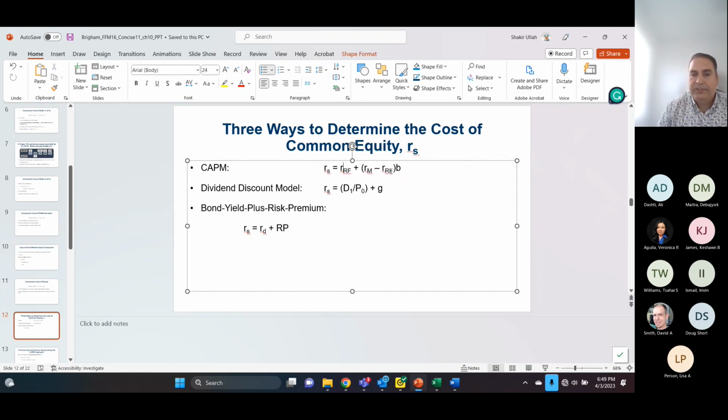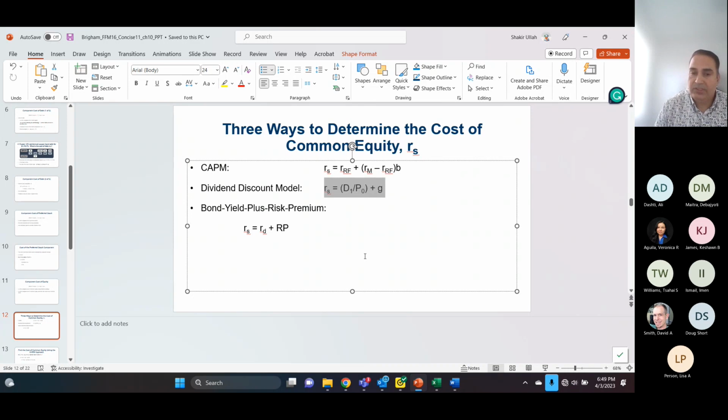If that risk-free rate and beta is not given, but instead they talk about the current dividend or next dividend and current market price and the constant growth rate, for example, then we're going to use the dividend discount model that we learned in the previous chapter to calculate RS. So in that case, we'll use this one.